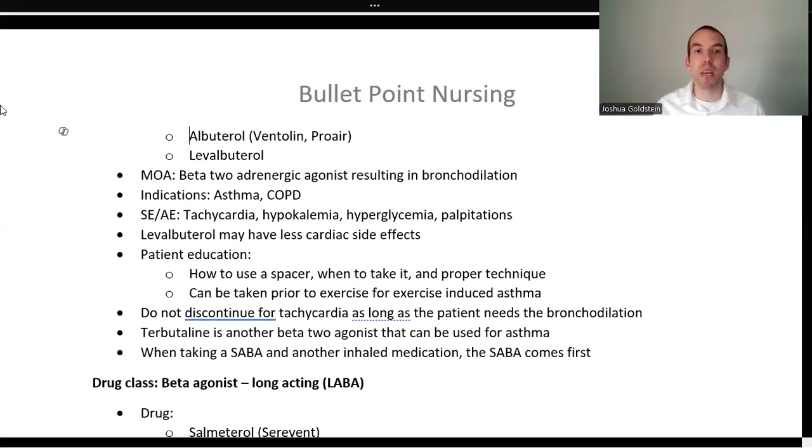Patient education, this is a big one in pharmacology tests. Make sure you educate your patient on how to use a spacer, when to use it, and the proper technique. I'm not going to go through that here. There are much better YouTube videos for that with tons of cool graphics on how to do it. Please go to one of those if you're not familiar with it.